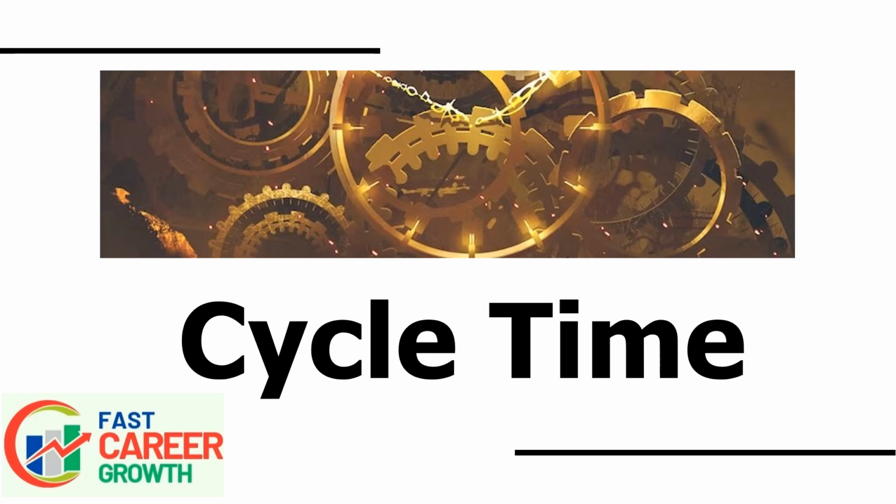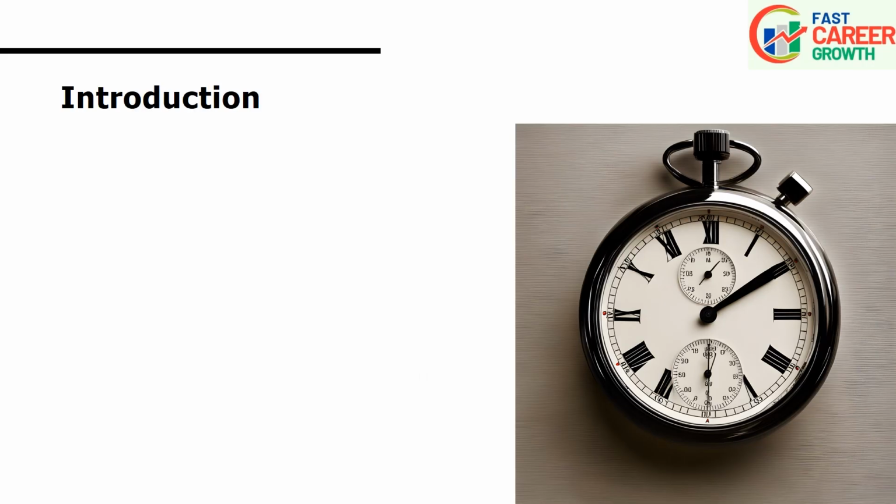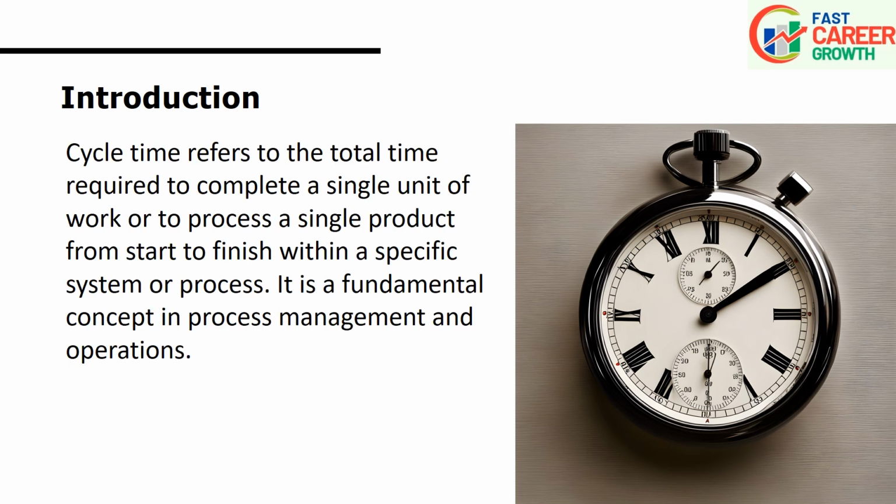Introduction to cycle time. Cycle time refers to the total time required to complete a single unit of work or to process a single product from start to finish within a specific system or process. It is a fundamental concept in process management and operations.